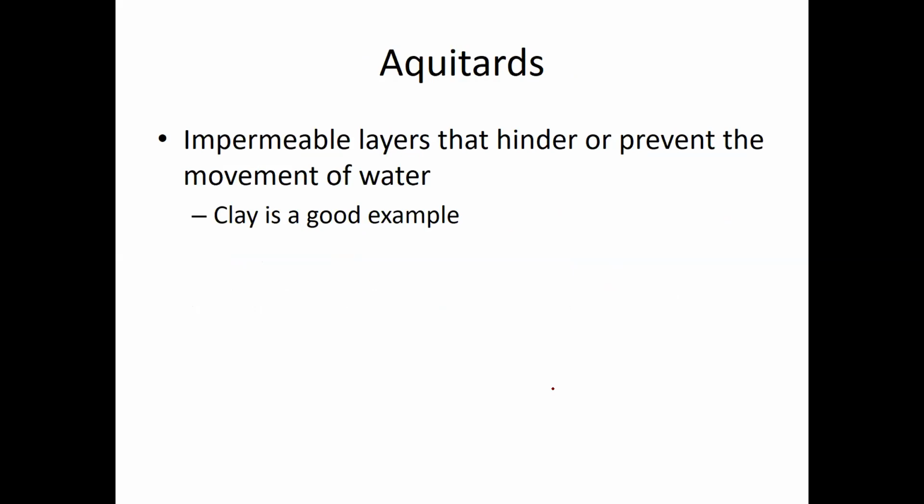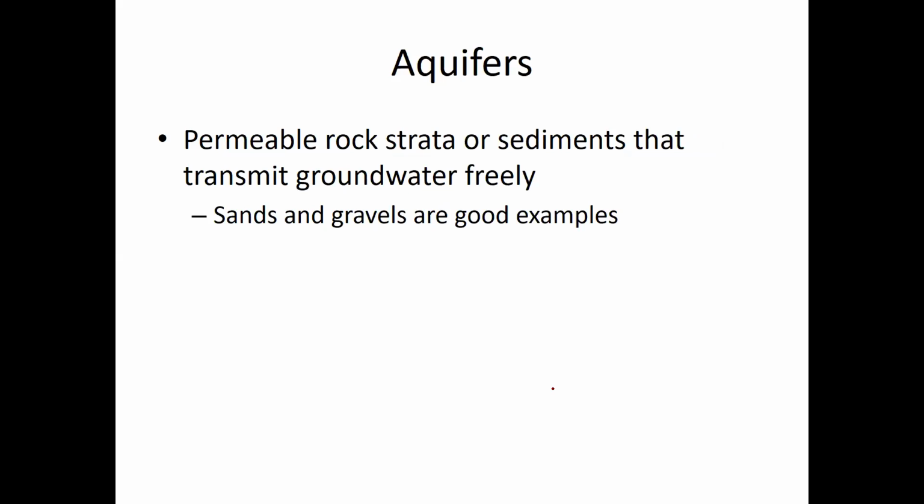Other examples of aquitards include crystalline rock, like a layer of igneous rock, other igneous intrusions, and metamorphic rock. Those are good examples of aquitards, layers that hinder the movement of water because they're impermeable. An aquifer is the opposite. It's a permeable layer of rock strata, or a layer of sediments that is able to transmit groundwater freely. So layers of unconsolidated sediment like sands and gravels are good examples, and sedimentary rocks like shales and sandstones and conglomerates are also good examples of aquifers.